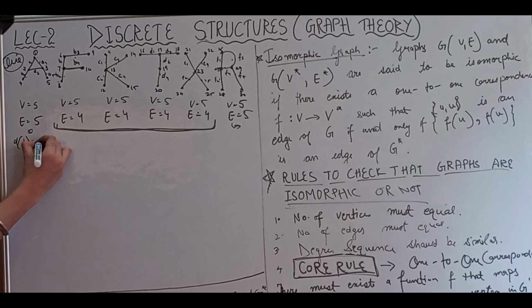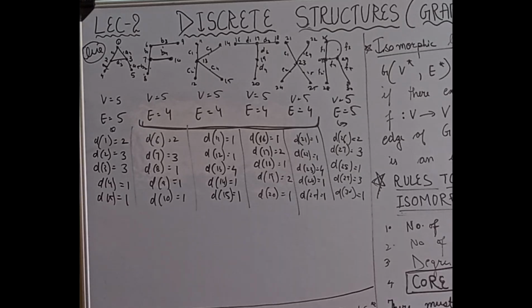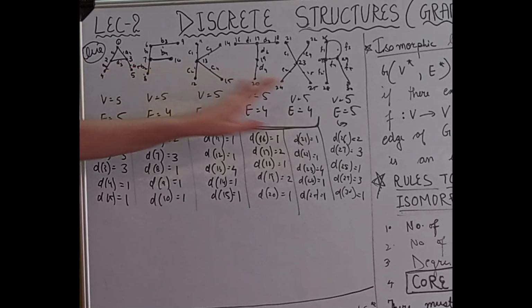Degree of 1 here is 2. Degree of 2 here is 3. So in this way I have found the degree of all the vertices also. So number of edges and number of vertices are equal for the pair A and R.